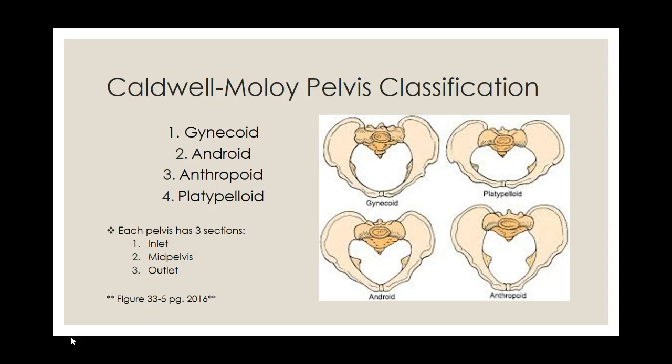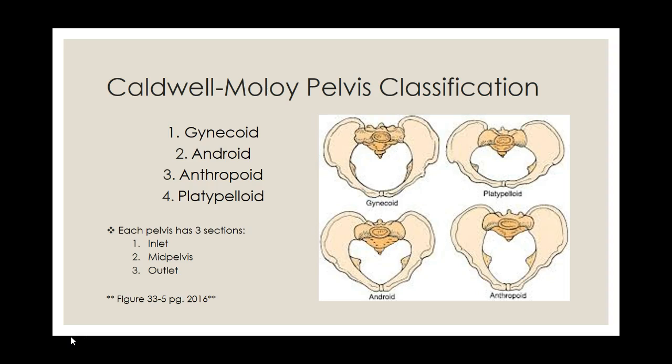Here are your Caldwell-Moloy pelvis classifications, and we're going to talk about each type really quickly. So number one, you see here in the top left-hand corner, this is your gynecoid pelvis. This is the most common pelvis. It has a rounded inlet, an adequate mid-pelvis, and an adequate outlet. And this is the most favorable type of pelvis for a vaginal delivery. This is what we really like to see. This type of pelvis lends itself very well to a vaginal delivery.